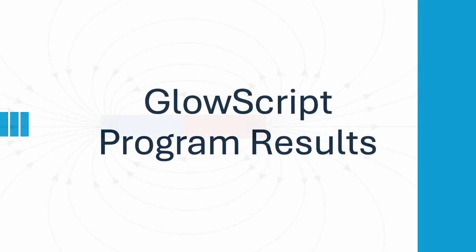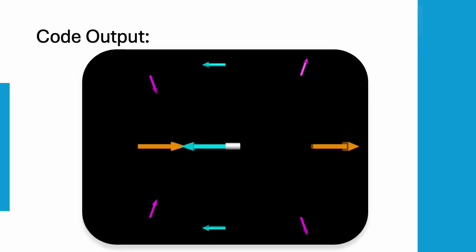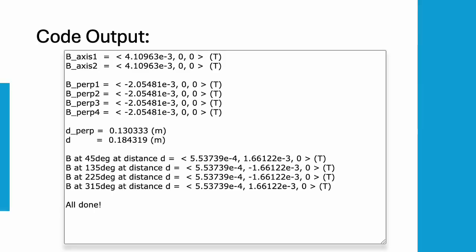GlowScript program results. Here's the function I used to calculate the magnetic field vectors from a dipole given a mu and an observation location. Here's the output of my code where the orange vectors are parallel or on axis and the smaller cyan vectors are perpendicular. You can see how the orange vectors are twice the length of the cyan vectors, which matches our dipole equations. The purple vector arrows represent the off-axis observation locations, separated at 45-degree intervals. Note the direction of these diagonals. Here's more of the code output detailing all of the vectors of the observation locations. You can stop here and look at it if you want to.